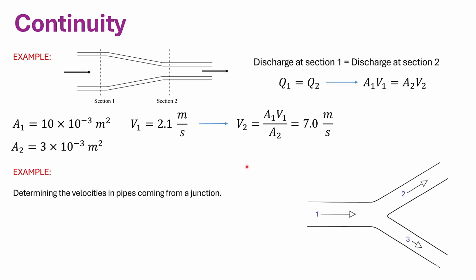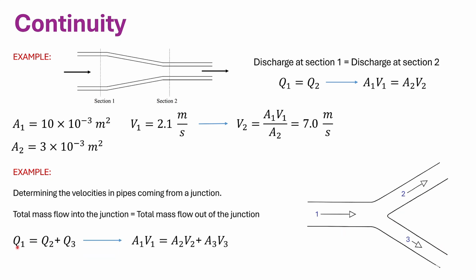Another example is determining the velocities in pipes coming from a junction. So here, total mass flow into the junction equals total mass flow out of the junction. So basically, we can write Q1 equals Q2 plus Q3, or A1 V1 equals A2 V2 plus A3 V3.